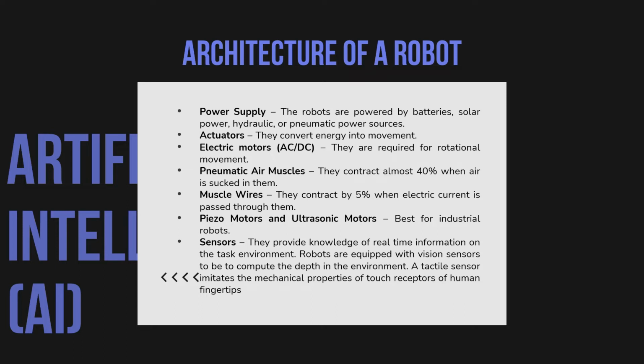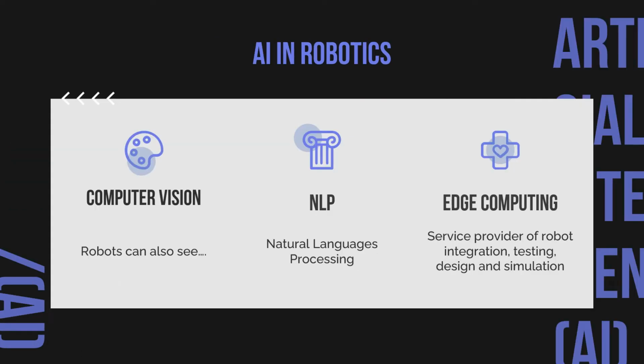Robots are equipped with vision sensors to compute the depth of the environment, and also a tactile sensor which imitates the mechanical properties of touch receptors of human fingertips. So these are some types of sensors that are being used, and there are many sensors that are being used in the architecture of a robot. So these are the seven important things that are needed to build a robot. This is how a robot is architectured. So now let us move on to the next thing.